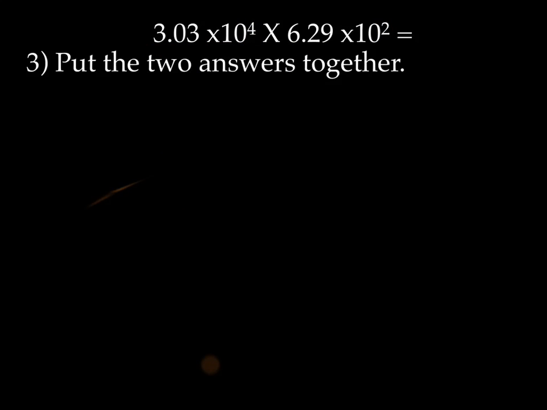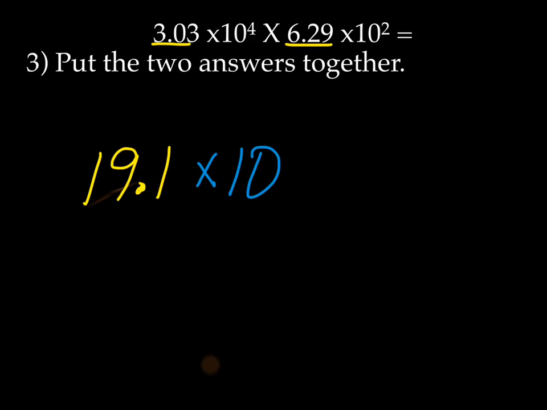So the next step is to put our two answers together. When we multiplied the coefficients, after applying significant figures we got an answer of 19.1. And when we add the exponents, we got an answer of 10 to the 6th. So we have 19.1 times 10 to the 6th. What we need to do now is clean this up a little bit. We did the math right. Our number is mathematically correct. However, it is not written in appropriate scientific notation.